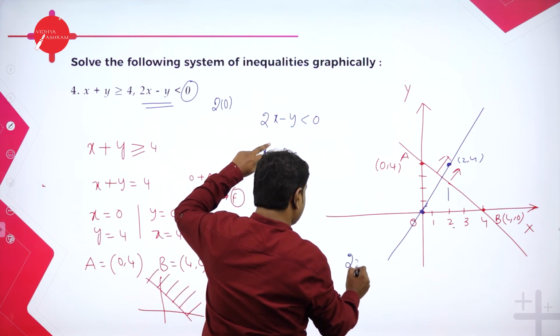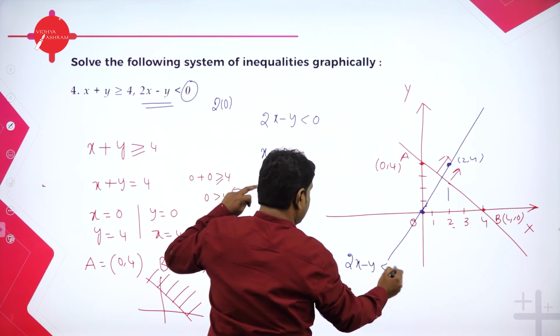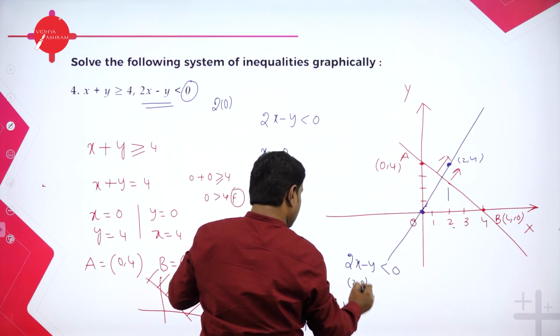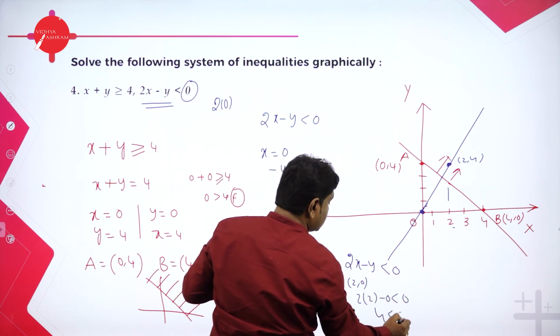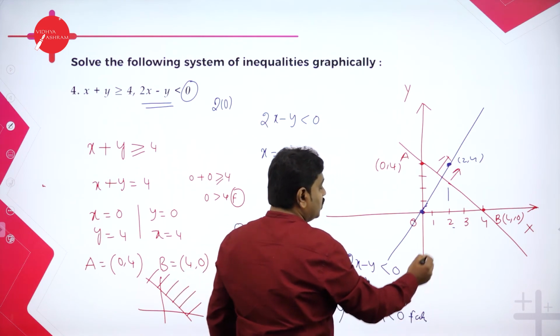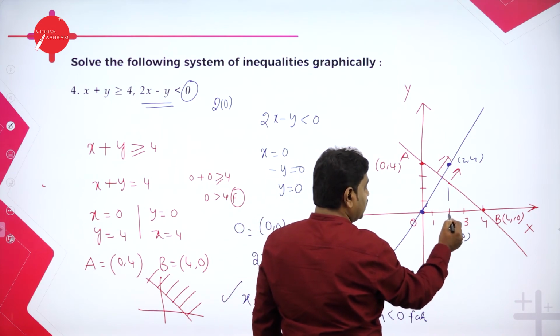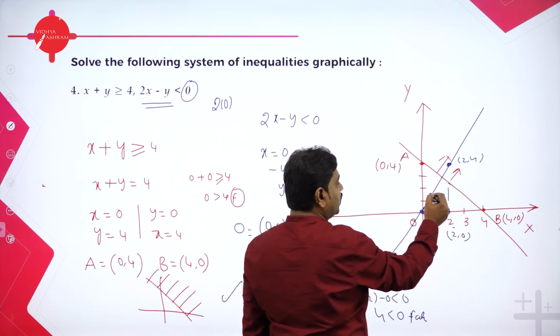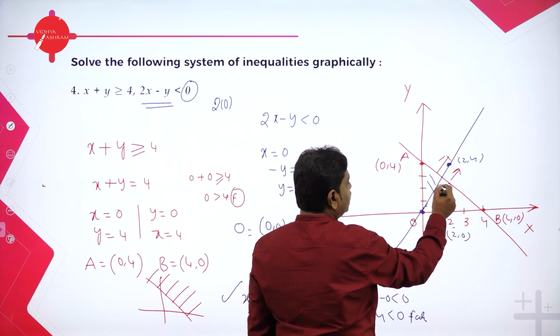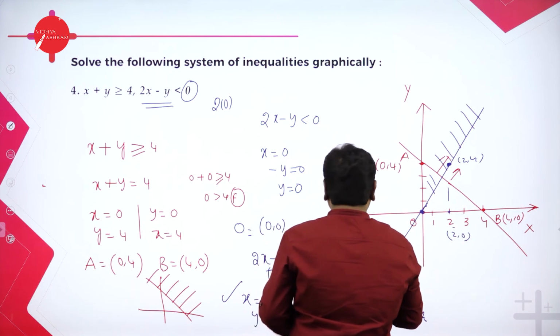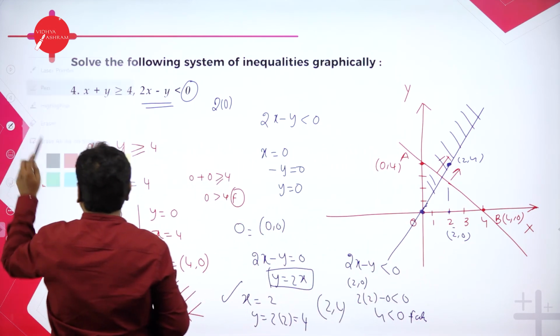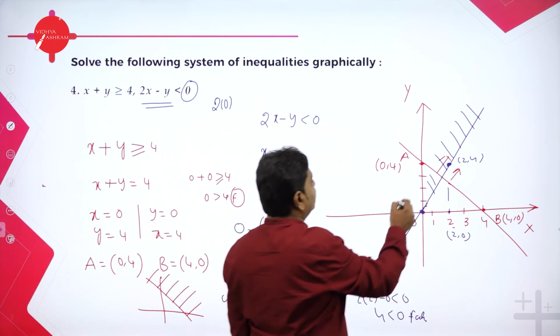So 2x minus y less than 0. I'll put 2 comma 0. In the place of x, put 2. 2 into 2 minus 0 less than 0. 4 less than 0 is false. So I tried putting this point 2 comma 0 and I am not getting true, I am getting false, so I should shade above. For this line, we should shade above. For the red line, the shading was like this.